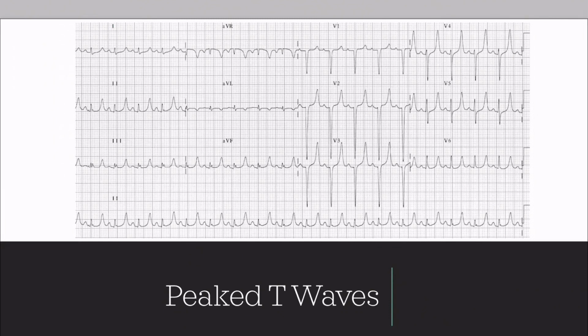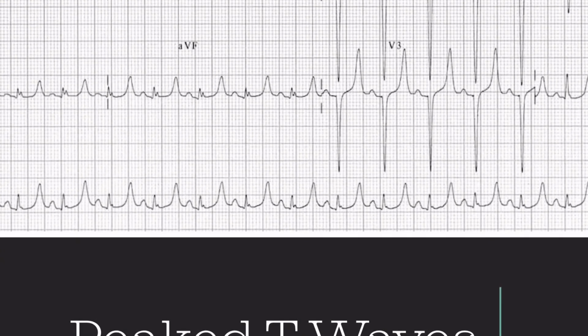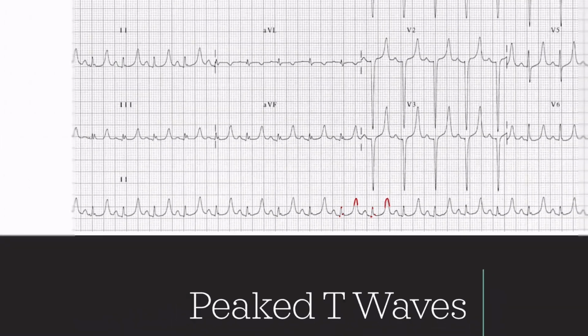Okay, so let's go through a few more examples of hyperkalemia. So here again, when we zoom in, we see these tall tented T waves. So let's identify the QRS complexes first. So here is QRS, and we have this tall tented T wave. QRS, we have a tall tented T wave.